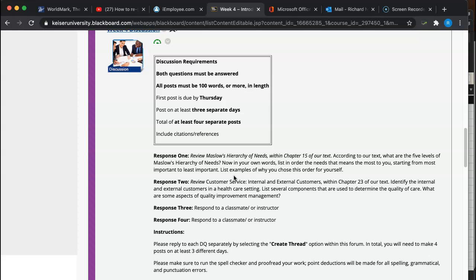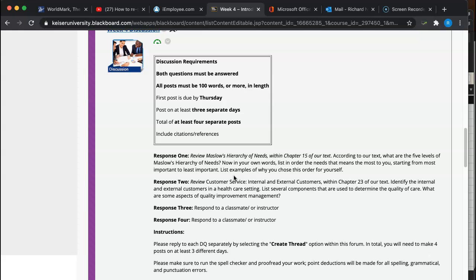So the first question is to review Maslow's hierarchy of needs within chapter 15 of our text. According to our text, what are the 5 levels of Maslow's hierarchy of needs? They want you to tell in your post what the 5 steps are that Maslow lists. Maslow is an American psychologist who believed that there were certain levels of needs that must be met before you could proceed to the next level of needs.